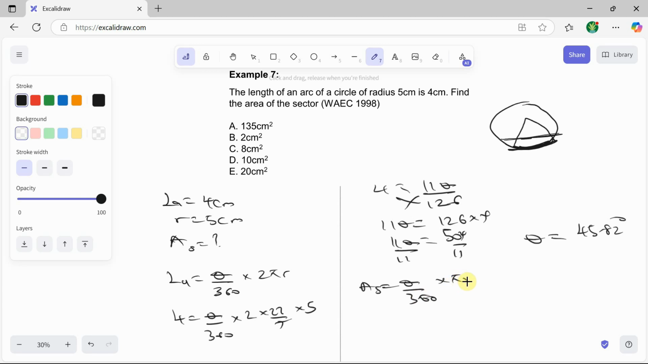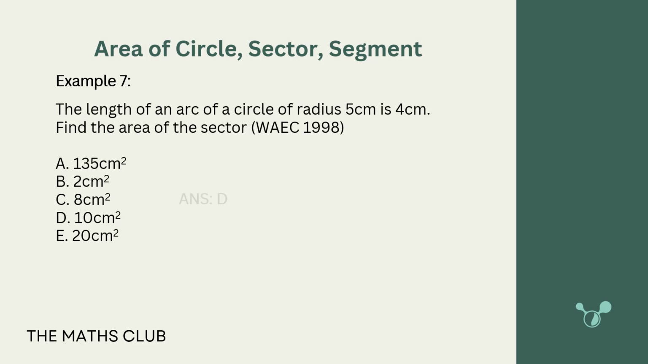So my area of sector, which is theta over 360 times pi r squared, will just be 45.82 divided by 360 times 22 over 7 times 5 squared. Let's see what that will give us. So this gave me approximately 10 centimeters squared. So our area of sector for this particular question would be option D. Let's see if we are correct.